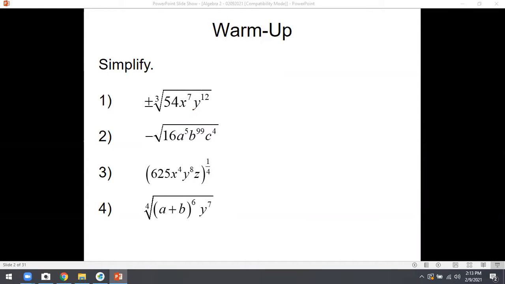Here we go. So today we're just simplifying some roots. Today's lesson is about graphs of roots, square roots and cube roots and things like that. Pretty straightforward. Shouldn't be too bad. Let's get this stuff over with.